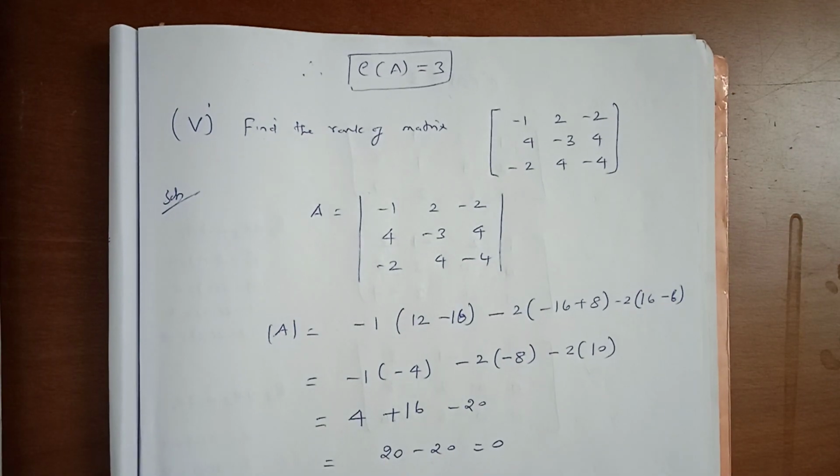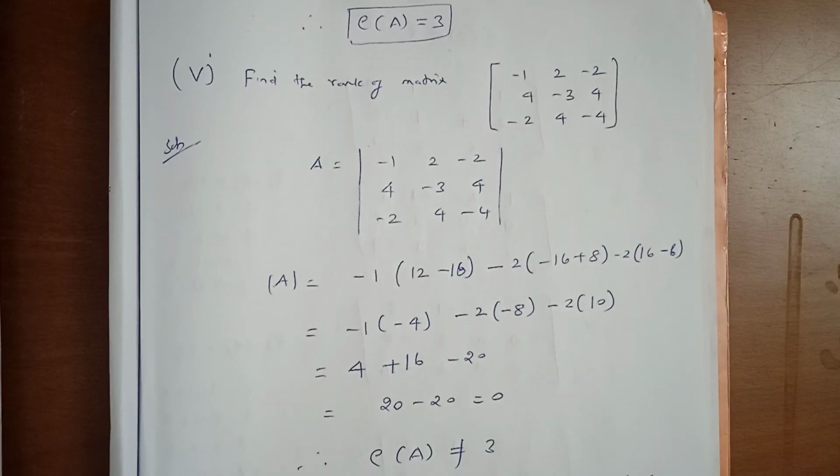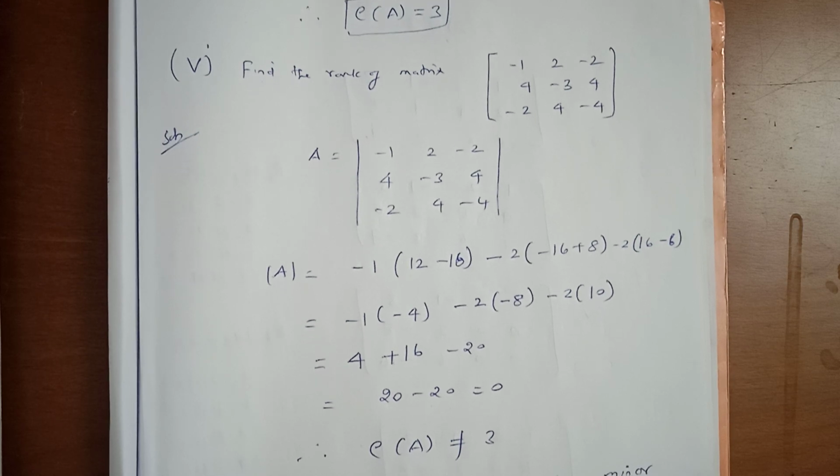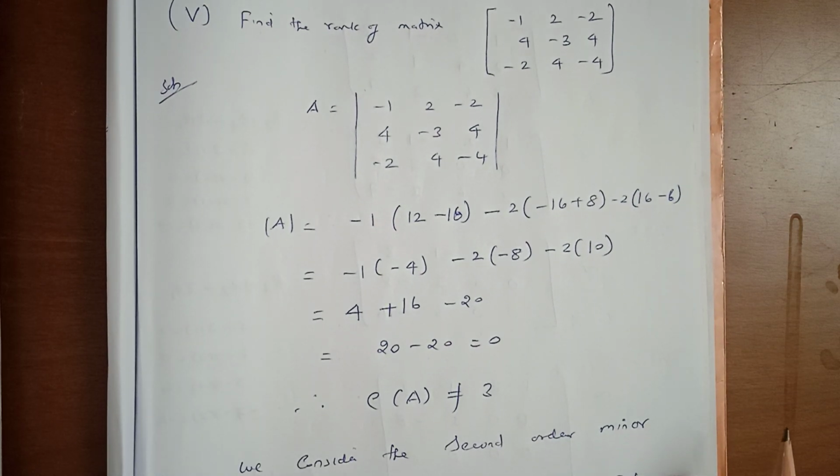Sum number 5. Find the rank of the matrix minus 1, 2, minus 2; 4, minus 3, 4; minus 2, 4, minus 4. The given matrix A equal to minus 1, 2, minus 2, 4, minus 3, 4, minus 2, 4, minus 4.